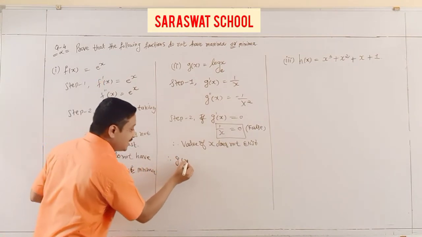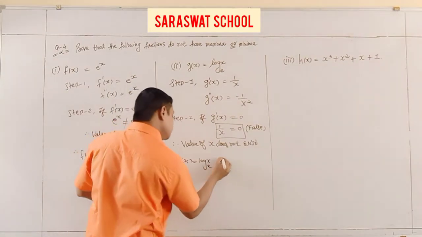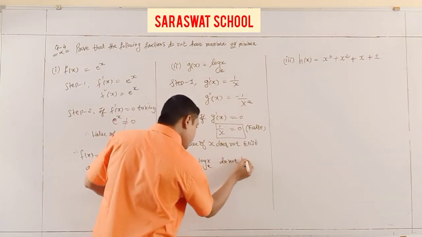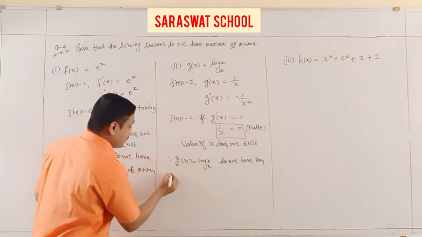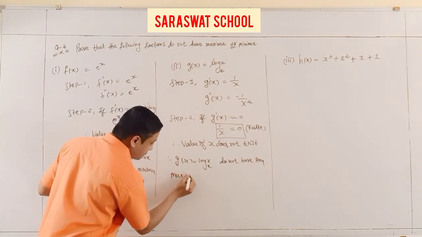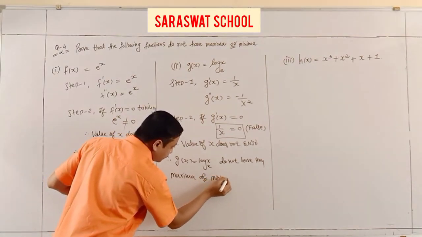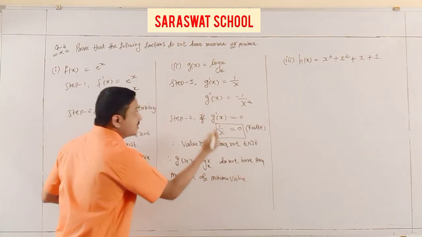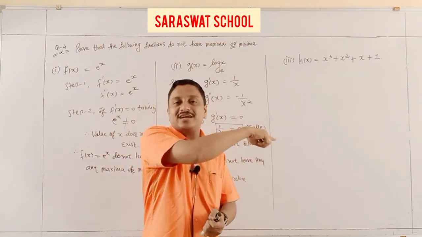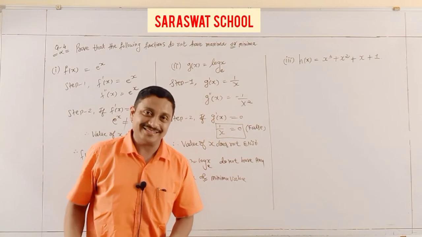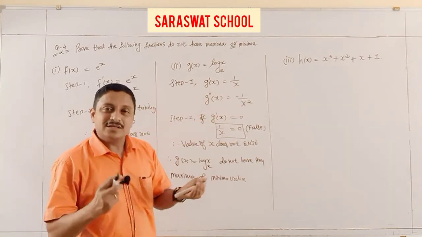So g x is equal to log x base e does not have any maximum or minimum value. The graph is also moving upwards, but does not intersect with the x-axis and does not intersect with the y-axis. Now third, h x is x cube plus x square plus x plus 1, same application.